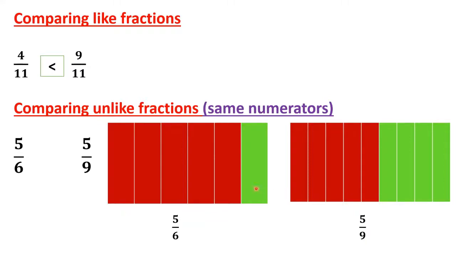When we compare these two fractions, you can see here, children, that the first one is covering more part and the second one is covering less part. Of the red colored boxes, the first one is covering more of the total, and the second one is covering only a little bit more than half of the 9. So we find here that 5 by 6 is greater than 5 by 9. We see here, children, that when the numerators are the same, the fraction with the smaller denominator is the greater fraction.